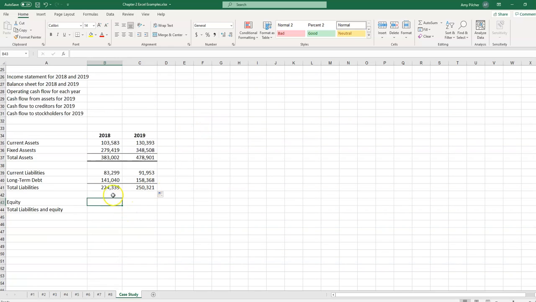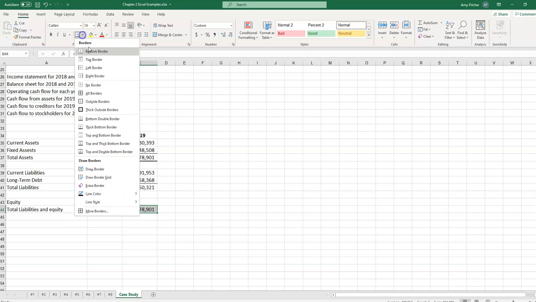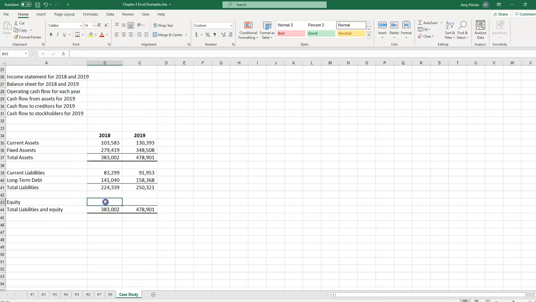But we do know that our total liabilities and equity here has to equal total assets. So we know that those two things have to equal each other. That means our equity needs to be equivalent to total liabilities and equity minus our total liabilities. So that gives us our equity amount for each year. That's our balance sheet. Next, we're going to do income statements for each year.